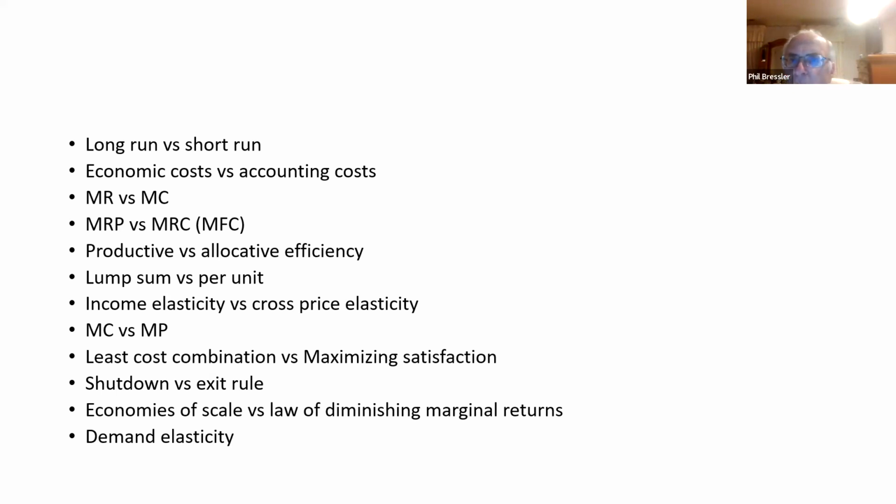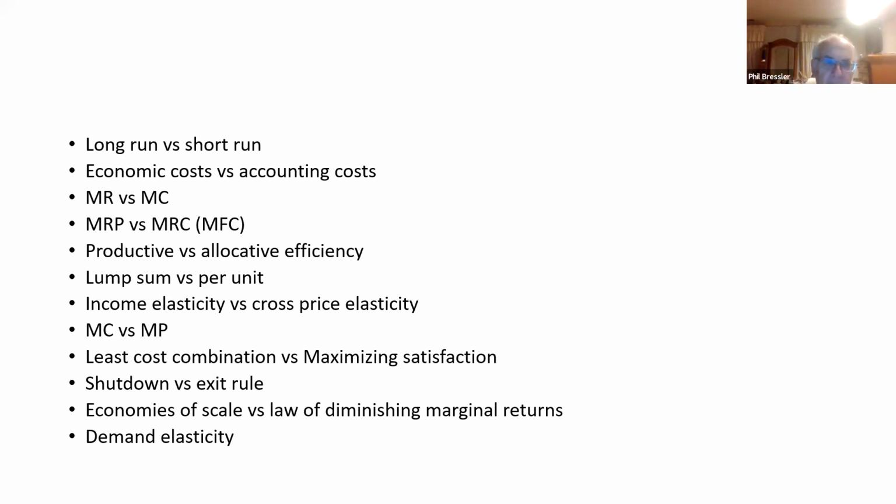Okay, good. We got a couple of things here. I gotta scroll up a little, sorry. Okay. When MR crosses ATC, that's nothing. When MC crosses demand, that's socially optimal. When ATC crosses demand, that's fair return. So when MC crosses demand, that's socially optimal or allocatively efficient. They mean the same.